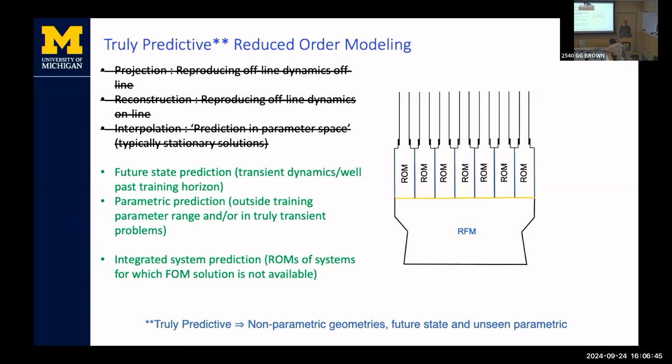And many times, especially when it comes to data-driven modeling, it is kind of important to distinguish between what is truly prediction and what is reconstruction, right? Reconstruction is you've seen some dynamics offline and you're just trying to recreate the same thing, or you're trying to interpolate in parameter space. So all of those have value in many contexts, but in the present context, we want to develop methods that can reliably give you future state predictions, parametric predictions, and also integrated system predictions. Okay, so that is the goal of what we're trying to do.